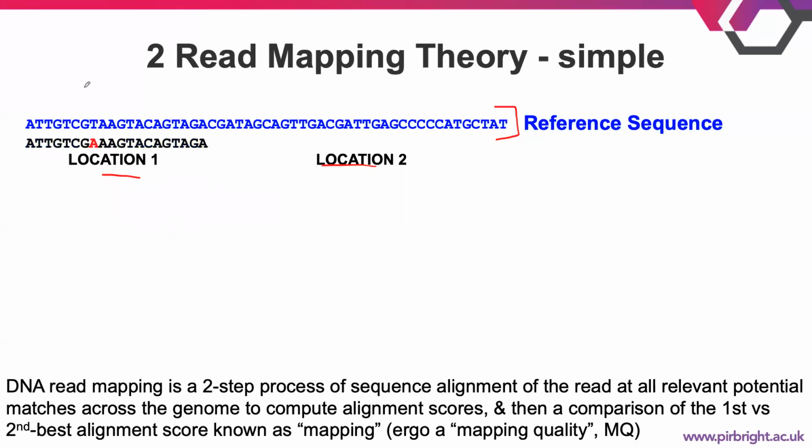So if we think about the first location, maybe there's a single base change here, shown from T to A, but the other parts are identical. And then you might have another location here where actually there's quite a few changes. If we look through the sequence carefully, there's more differences. So there's two stages really to read mapping.